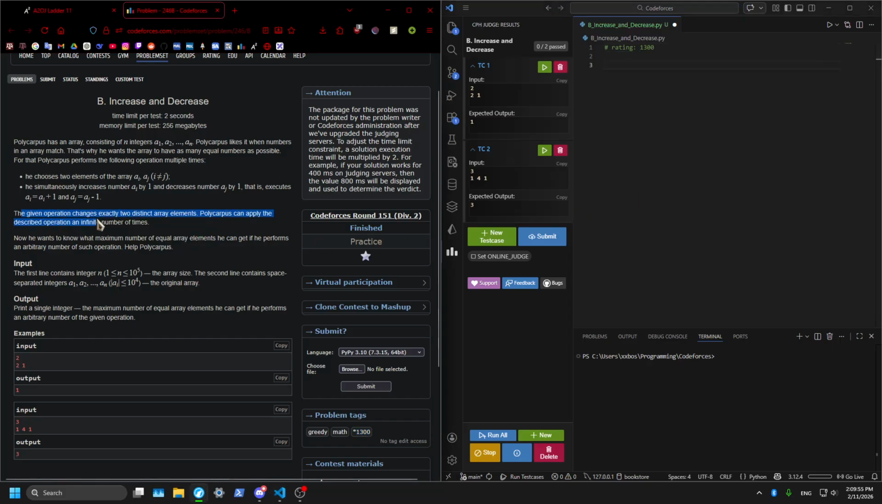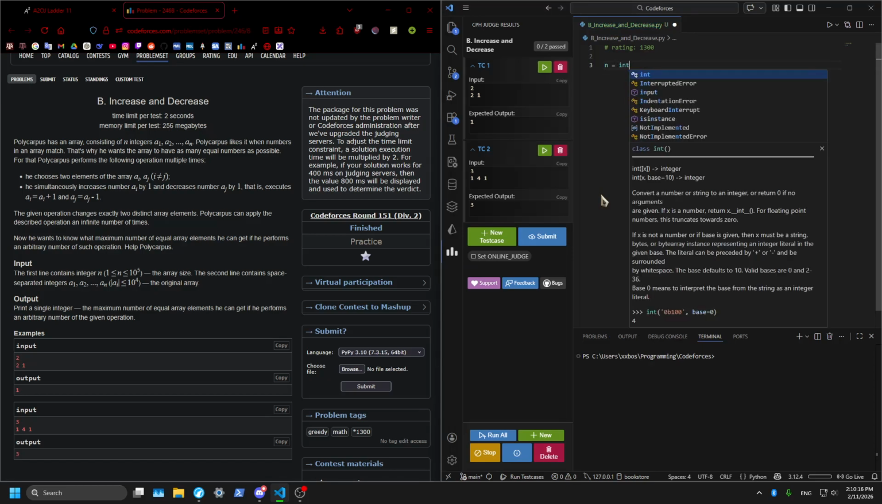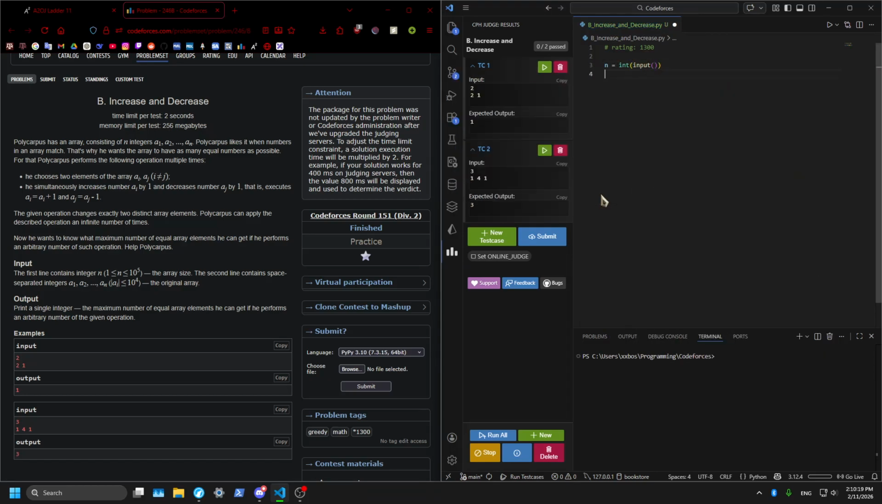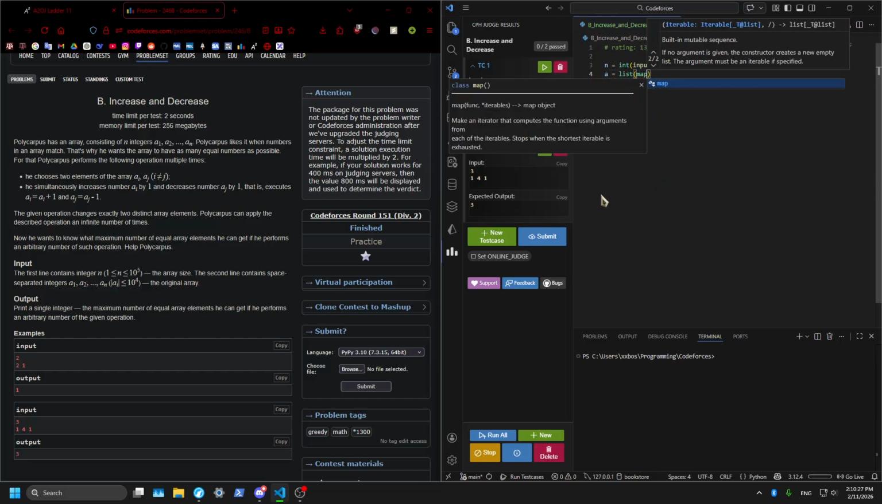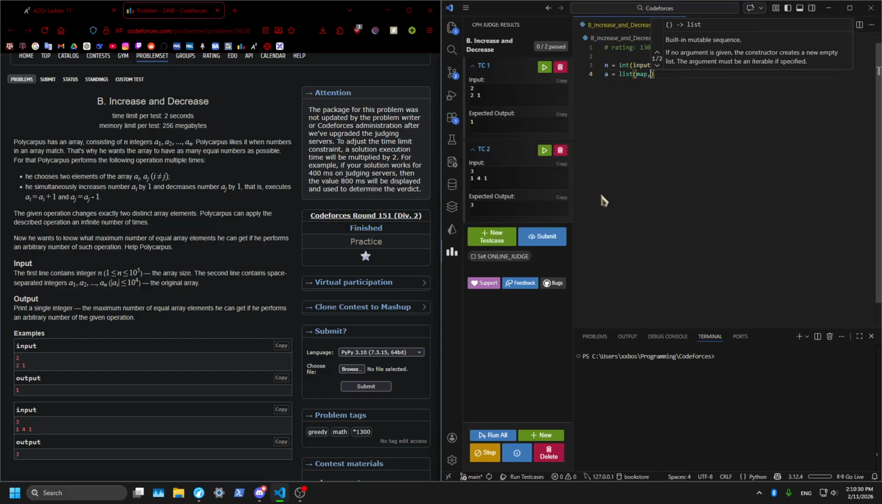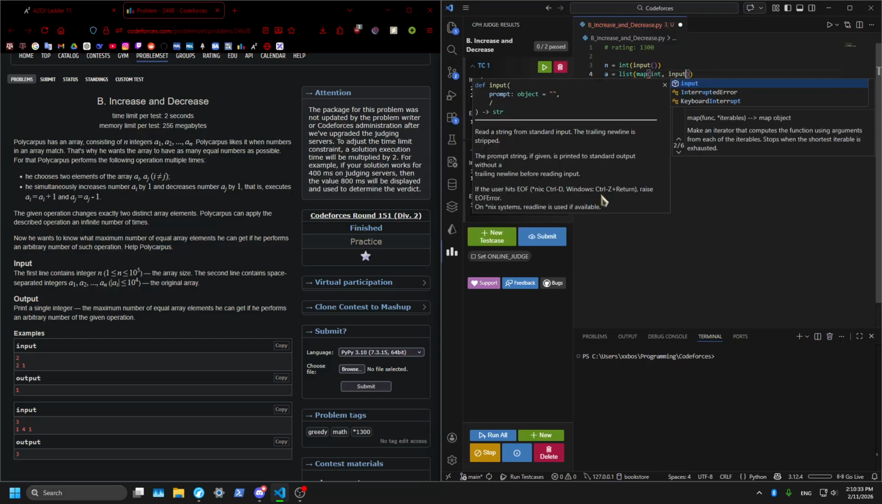Given the operation changes exactly two distinct array elements, Polycarpus can apply the described operation an infinite number of times. Now find the maximum number of equal array elements he can get. This sounds kind of difficult, just because there are a few different scenarios we can run into. List map int input split.